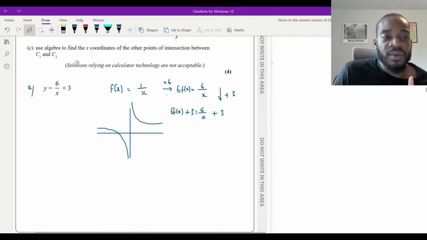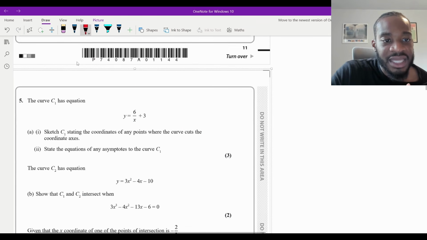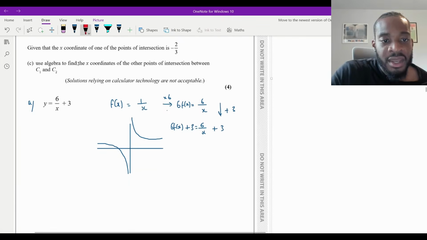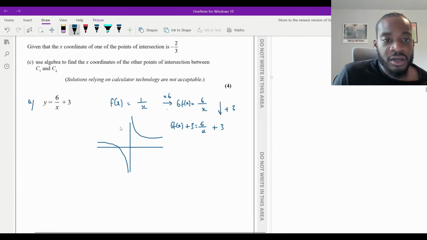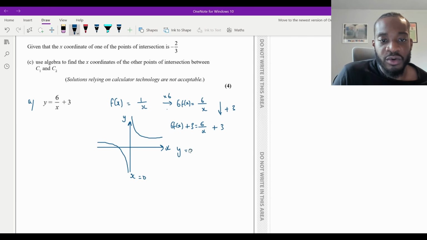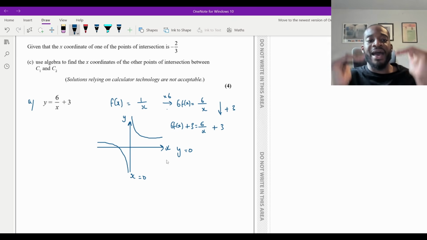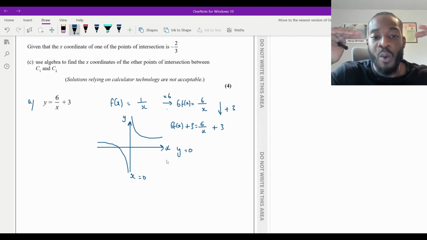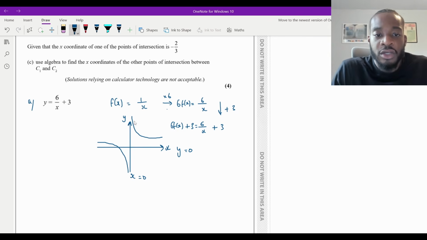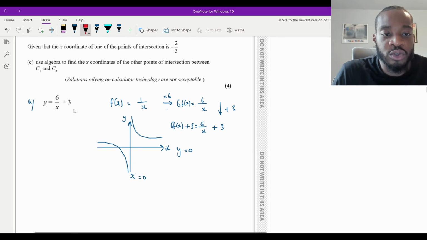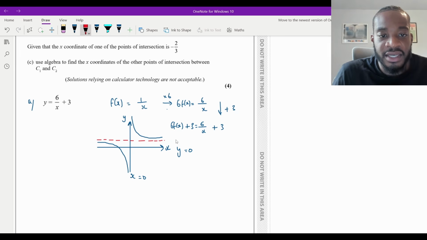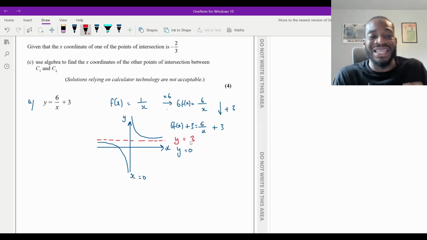Now, what do we need to do? They said 2 things. We need to state the asymptotes and the point of intersection. Now, I think asymptote is easier because originally the graph of 1 over x had asymptotes on the x and y axis. The y axis is the equation of line x equals 0, and the x axis is the equation of line y equals 0. Now, if everything is shifted up by 3 units, that horizontal asymptote at y equals 0 shifts up by 3 units as well. So the asymptote is going to be there, and it's going to be y is equal to 3.